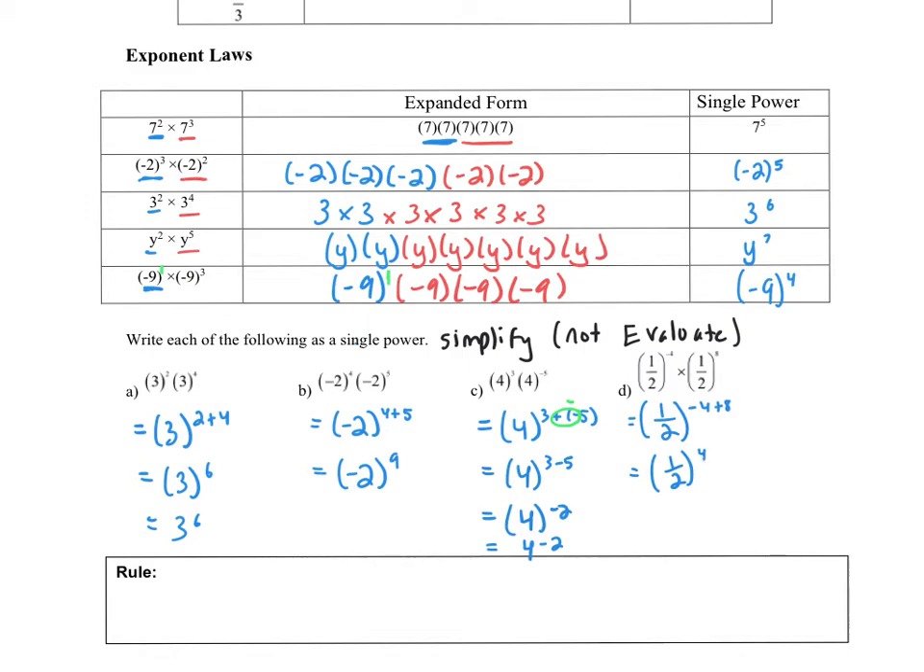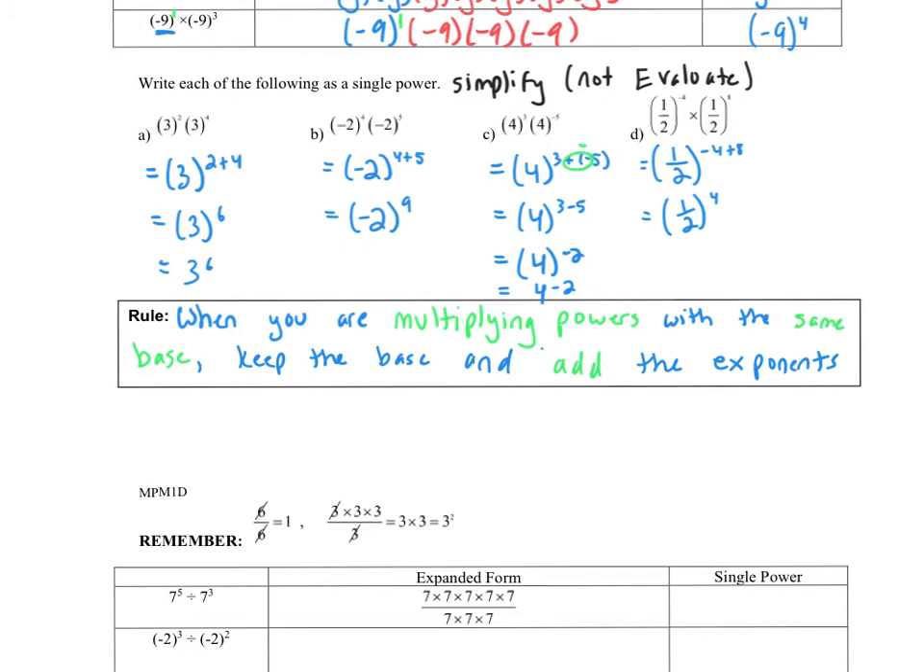-4 plus 8 is +4. Here, the brackets are necessary because that exponent applies to the numerator and the denominator. So when describing the rule, we say that when you are multiplying powers with the same base, you keep the base and add the exponents. So that is the first rule of exponents that we are going to look at.